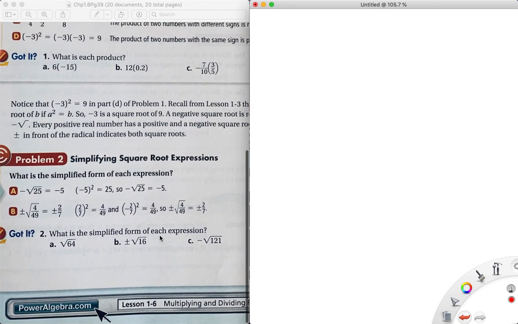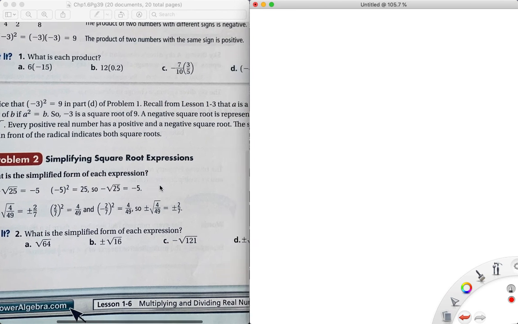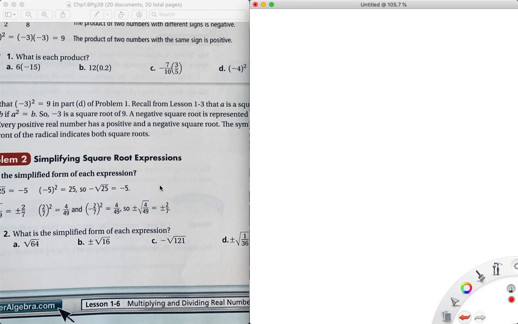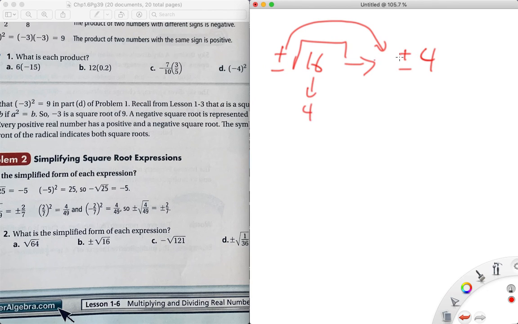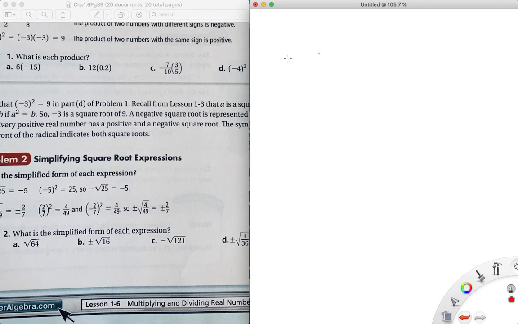Then we have square roots. I don't like the way they do square roots in Algebra 1, but oh well. If I look at B. So we have plus or minus root 16. The square root of 16 is 4. That plus and minus carries over to your final answer. So your final answer would be plus or minus 4. Shouldn't put a plus or minus in front, but that's me ranting and raving.